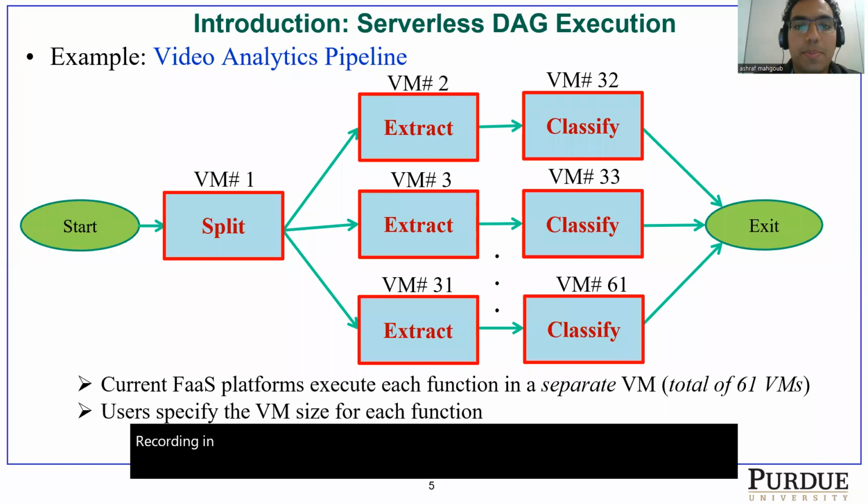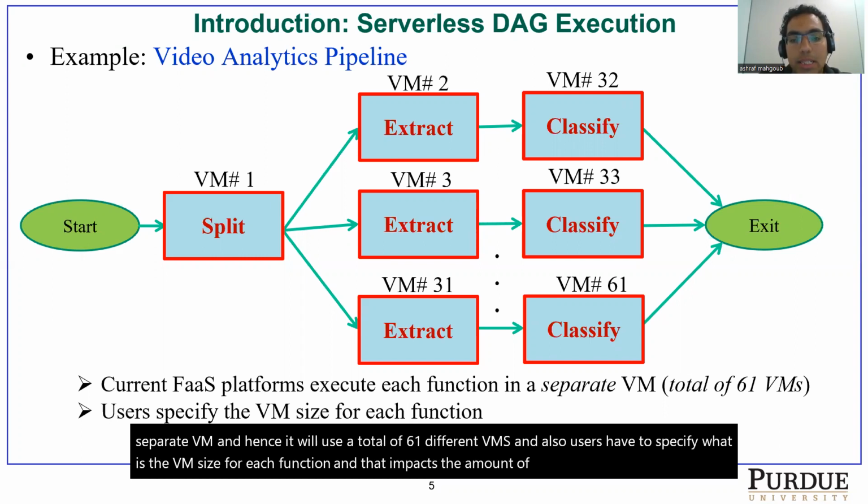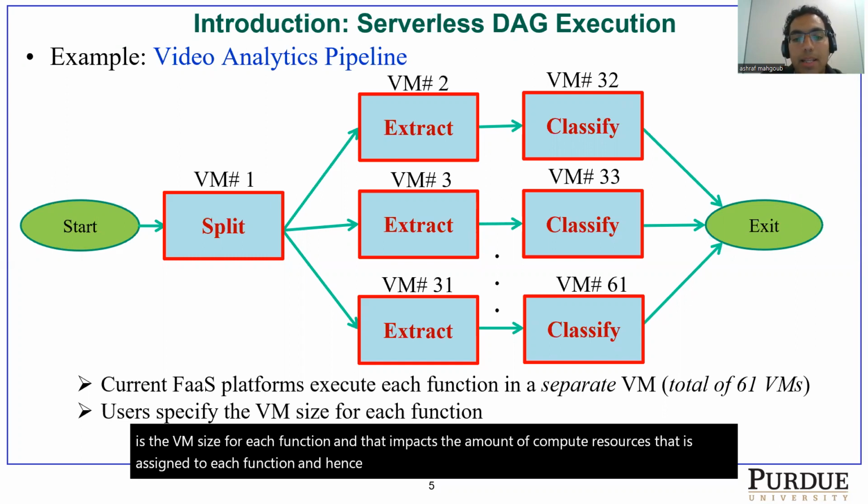In current serverless platforms, this DAG will be executed with each function in a separate VM, and hence it will use a total of 61 different VMs. Also, users have to specify the VM size for each function, and that impacts the amount of compute resources assigned to each function, and hence will impact the end-to-end latency and the cost of the DAG.